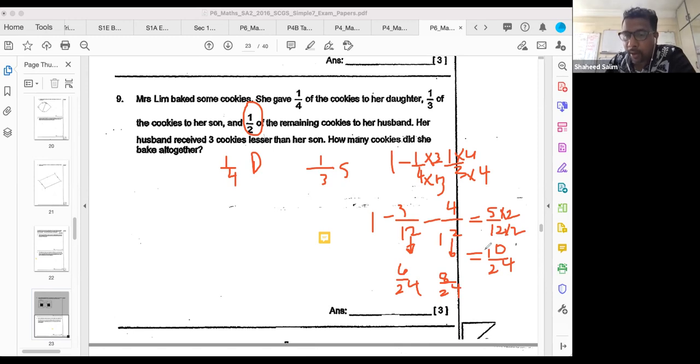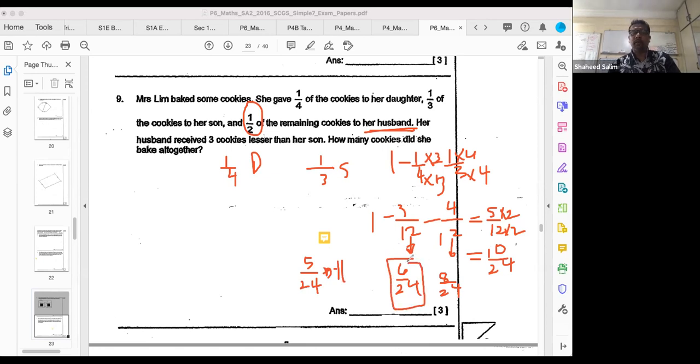Because now half of this is going to be given to the husband. So 10 divided by 2 is 5. 5 over 24 is going to be given to the husband. 6 over 24 is whose? 6 over 24 is the daughter. 8 over 24 is the son.